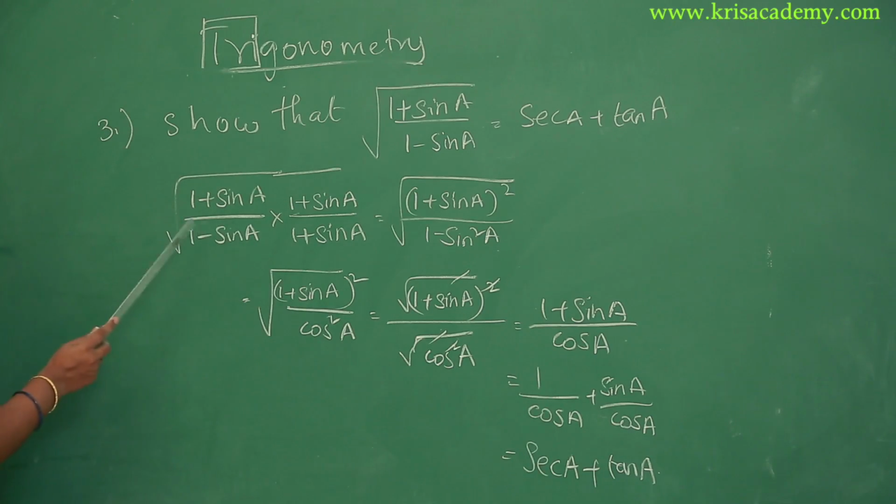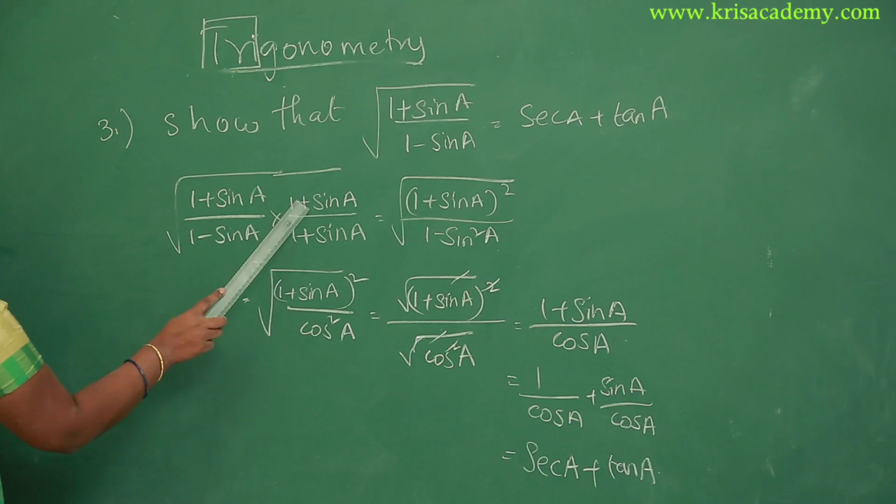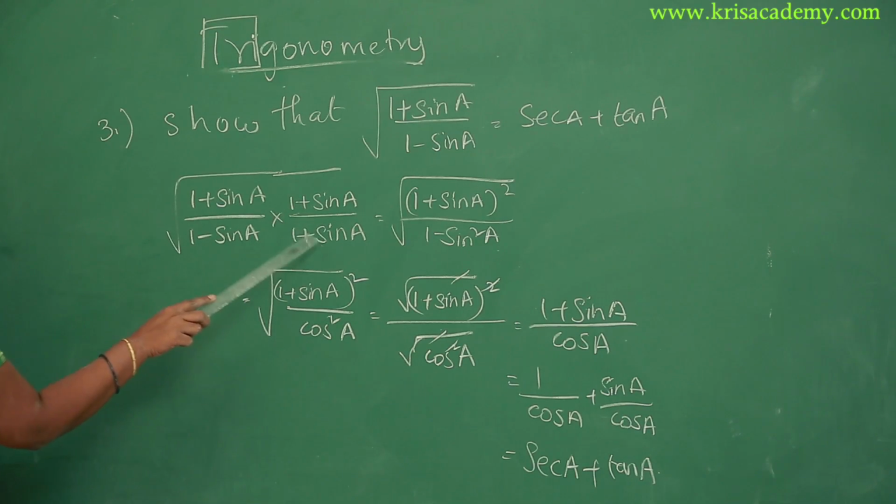So once again, square root of (1 plus sin a) by (1 minus sin a). Multiply by the rationalizing factor: 1 minus sin a will become 1 plus sin a. Multiply both numerator and denominator.